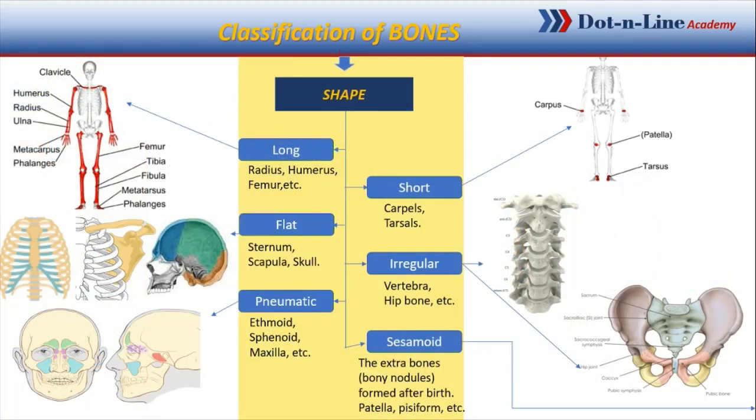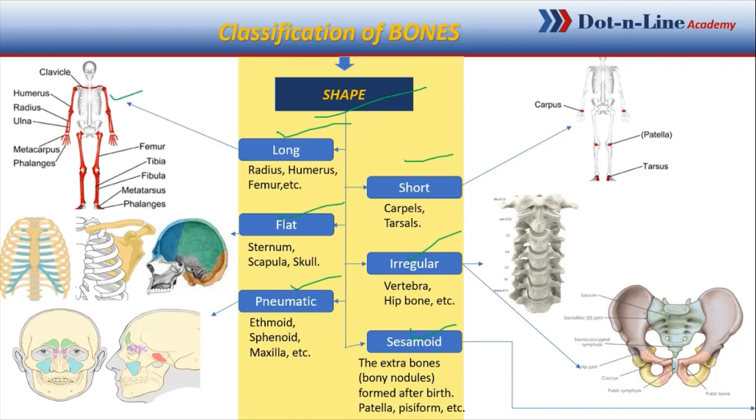Now coming to the last classification, that is shape. On the basis of shape, there are long bones, short bones, flat bones, irregular, pneumatic, and sesamoid. So coming to the long bones, they are the bones that are long. You can relate from the word. But what are the long bones?